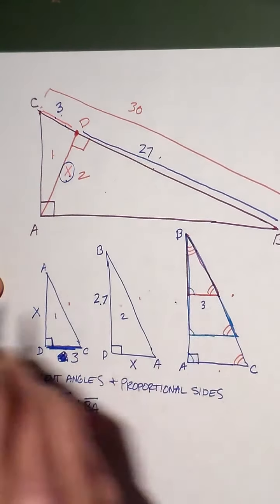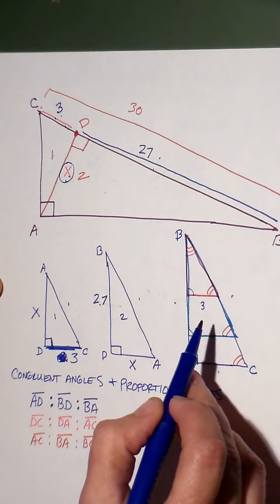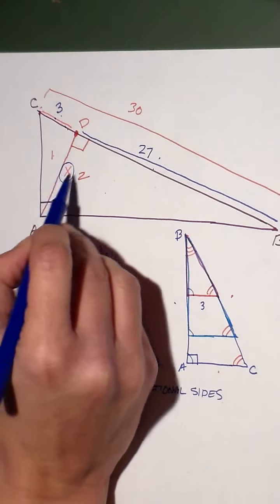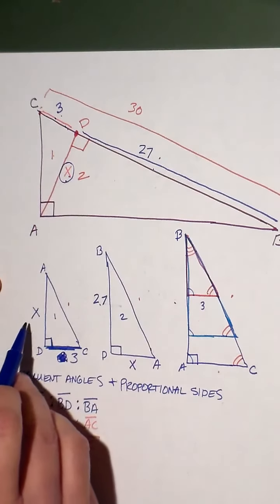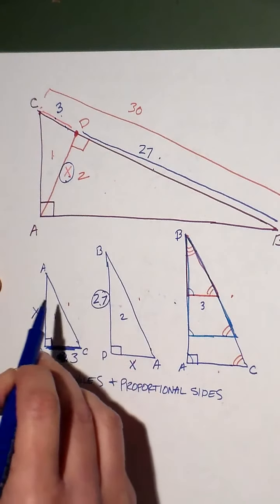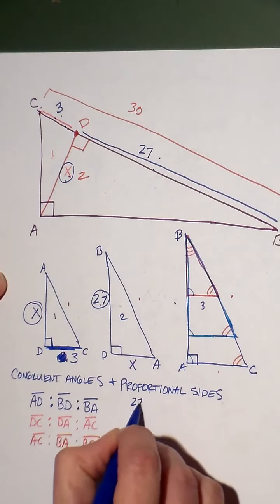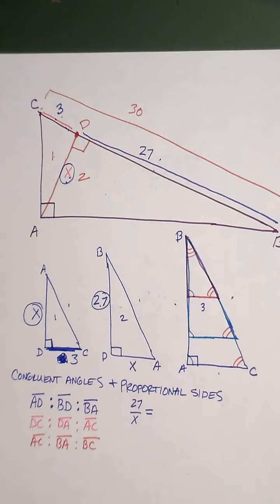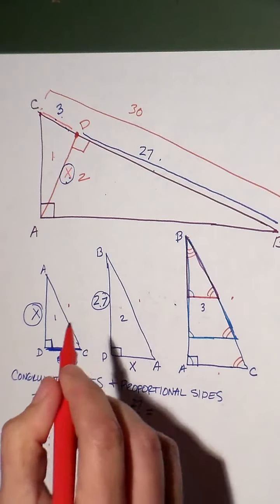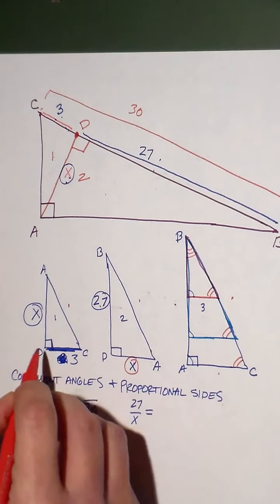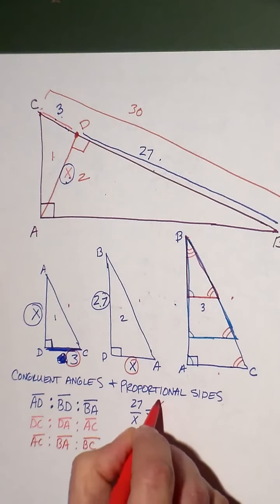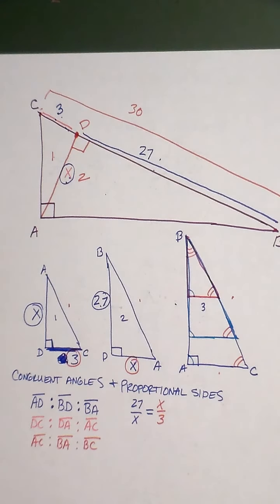Now, I know these are all similar, right? Because I know these are similar, that's why I can use geometric mean here. 27 over what? X should equal, because these are all similar, they're the same ratio, right? X over 3. 27 over X should equal X over 3.